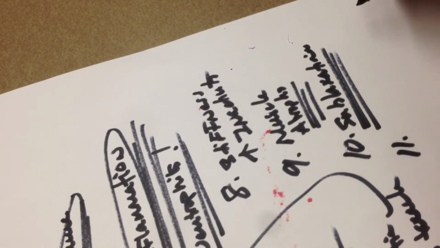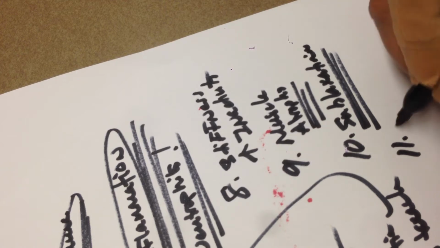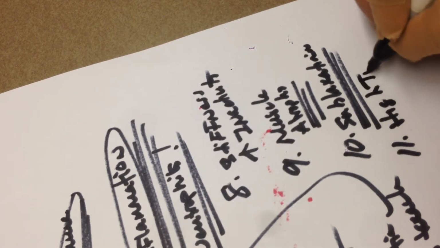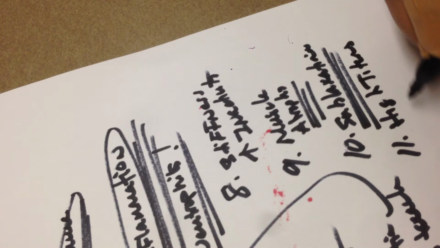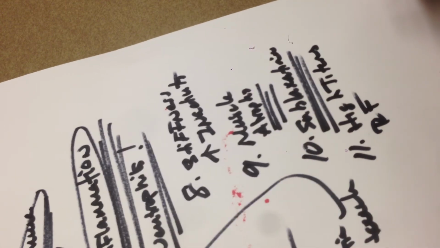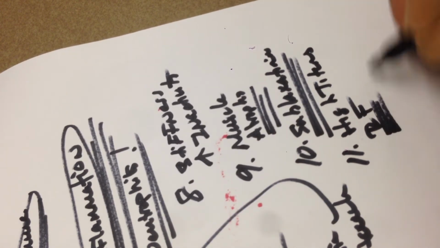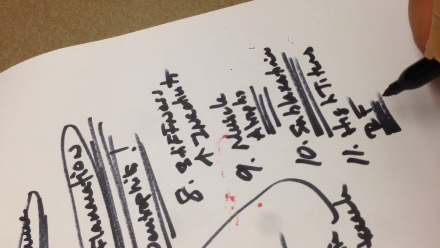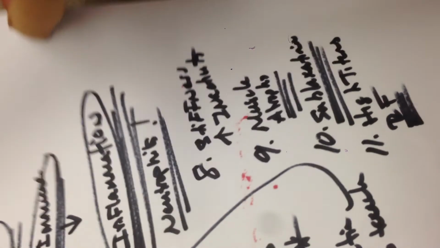Number 11, high titers of RF, or rheumatoid factor. We talked about how this is very specific to rheumatoid arthritis only.